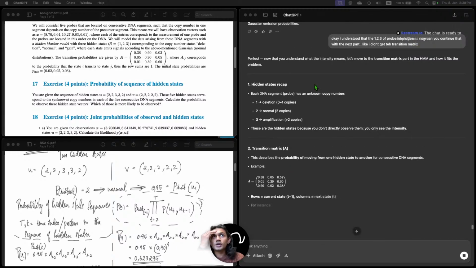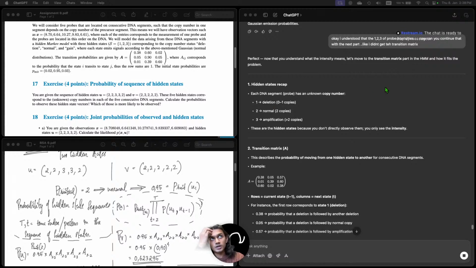Perfect. Now that you understand what the intensity means, let's move to the transition matrix part in HMM. Not H&M. Wait, HMM, that's the store, right? That is the name of the store. That is basically it.